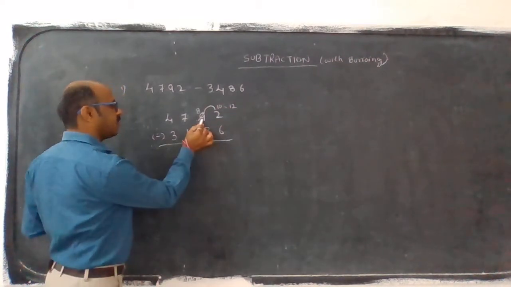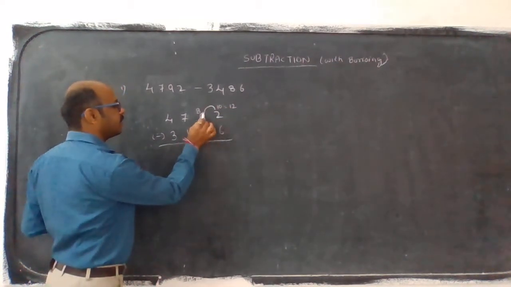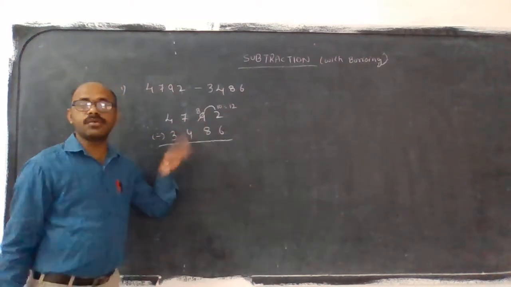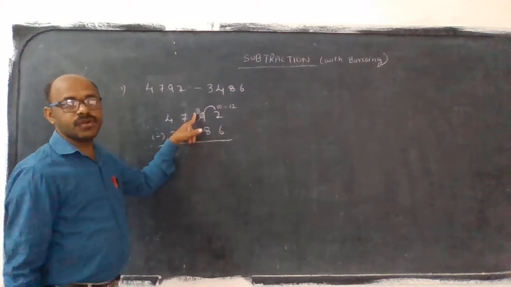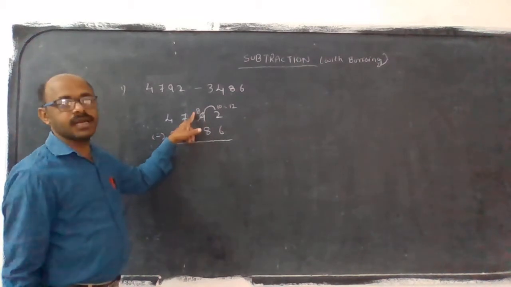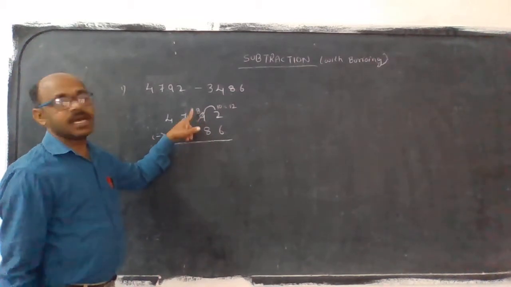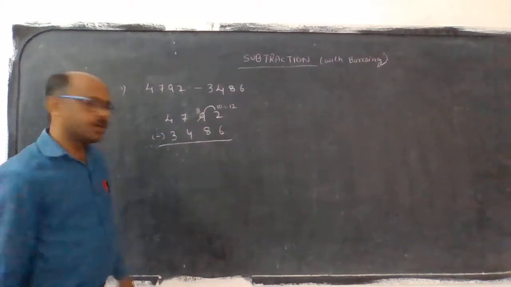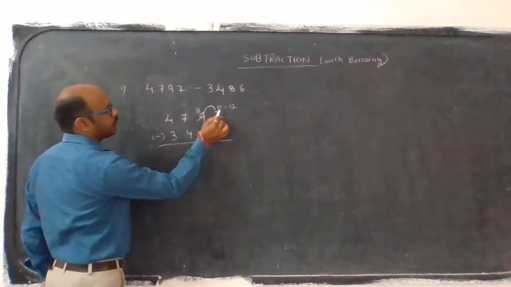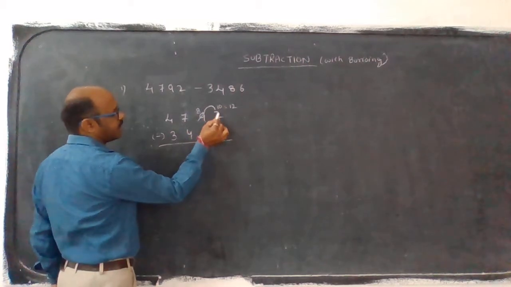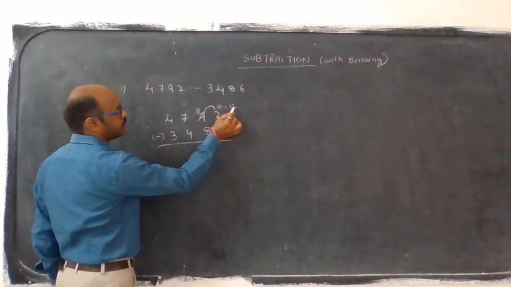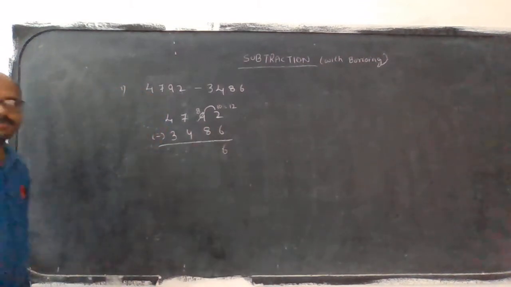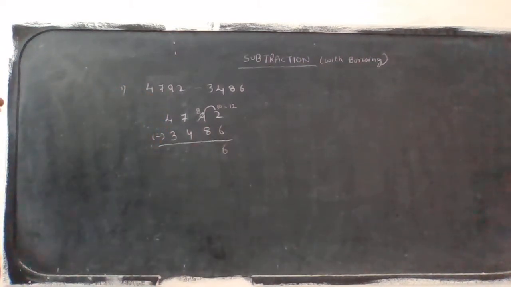Whenever we take a borrow from the before number, we have to write the reduced number. If 9 is there, write 8. If 2 is there, write 1. If 1 is there, write 0, like that. Now it will be 10 plus 2. The borrow value is 10, already 2 is there, 10 plus 2 becomes 12. 12 minus 6 is 6.